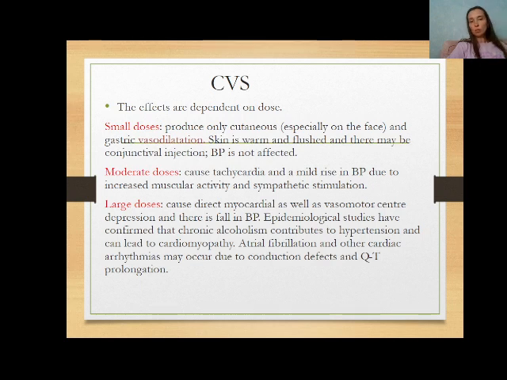Moderate doses. In these doses, ethyl alcohol causes tachycardia and a mild rise in blood pressure due to increased muscular activity and sympathetic stimulation. In large dose, ethyl alcohol causes direct myocardial as well as vasomotor center depression, and there is a fall in blood pressure. Epidemiological studies have confirmed that chronic alcoholism contributes to hypertension and can lead to cardiomyopathy. Atrial fibrillation and other cardiac arrhythmias may occur due to conduction defects and QT prolongation.